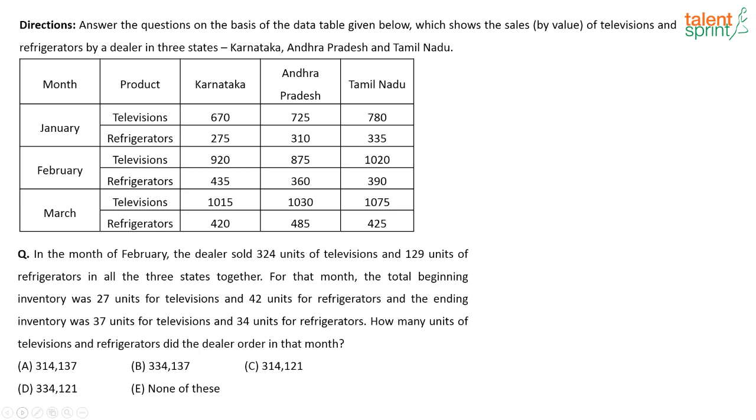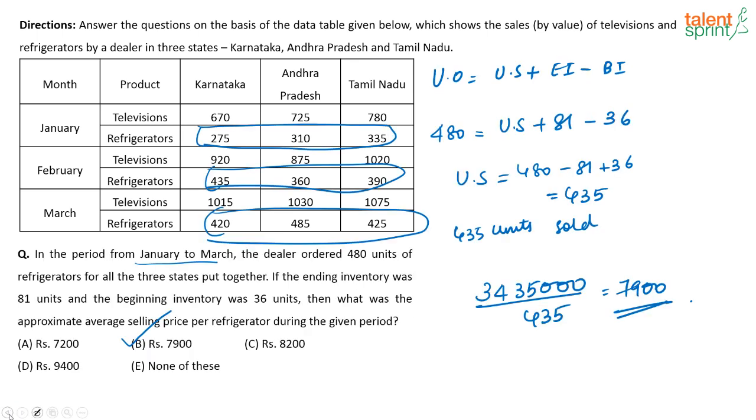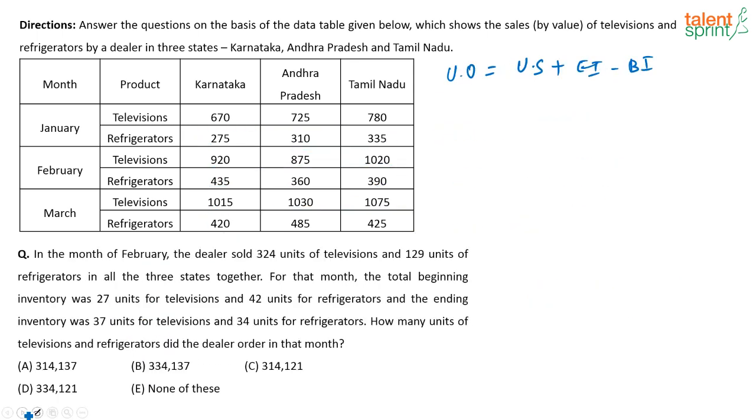This is actually a very easy question. All you need to do here is use the formula. Units ordered is equal to units sold plus ending inventory minus beginning inventory. Am I right? Yes, that's the formula. Just apply the formula and get the answer.